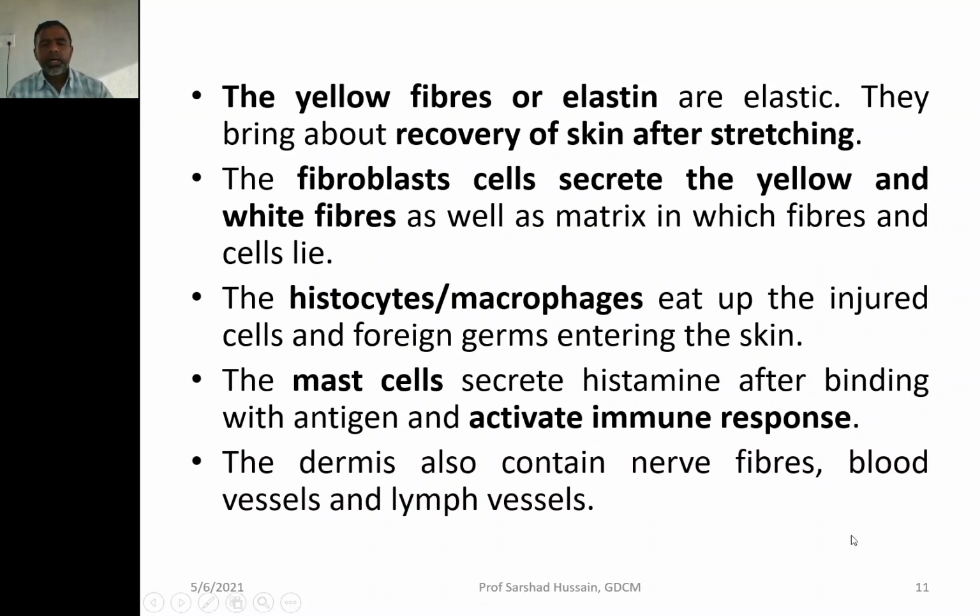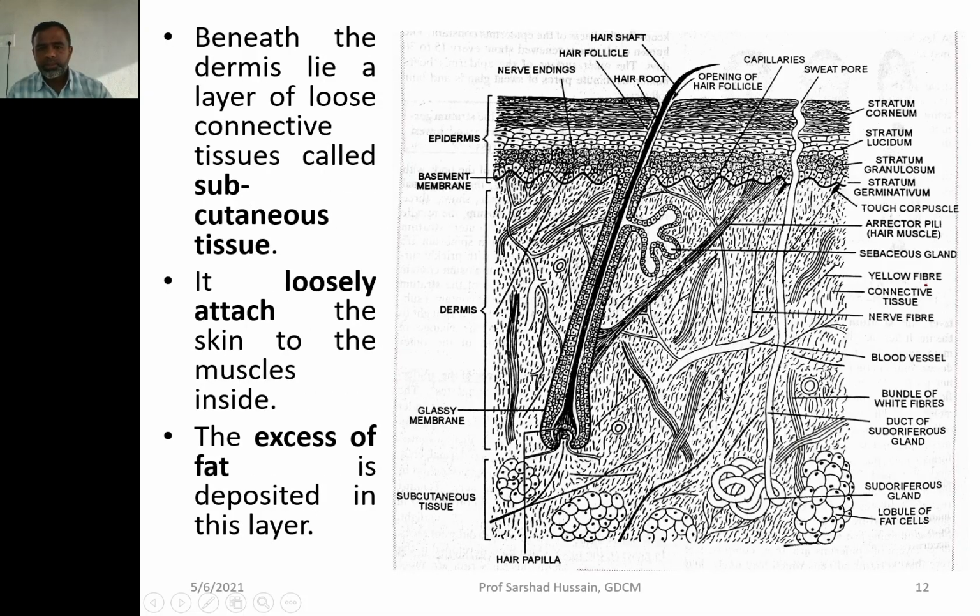The dermis also contains nerve fibers, blood vessels and lymph vessels. You can see there is the blood supply. The epidermis is non-vascular, but here the lymph vessels and blood vessels are present. You can see this is the blood vessel. So it is the vascular layer, you can say.